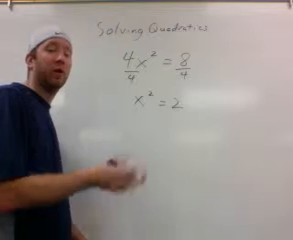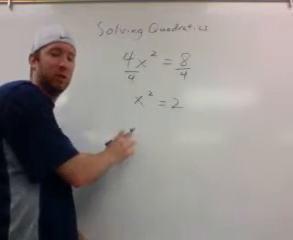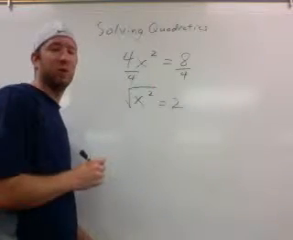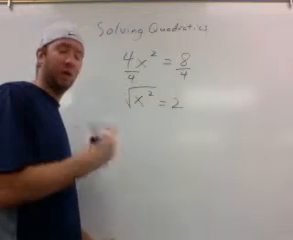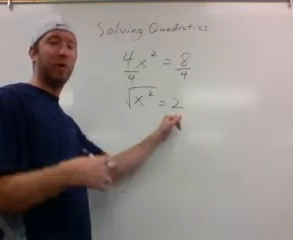Now here comes the tricky part. When you get rid of the x squared, the opposite of squaring something is square rooting. They're inverse operations. I'm going to square root. But the key thing, there's always two numbers that when you square them, give you 2. One would be the positive and one would be the negative.